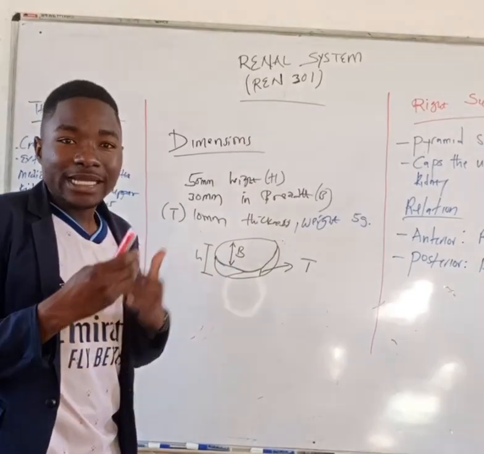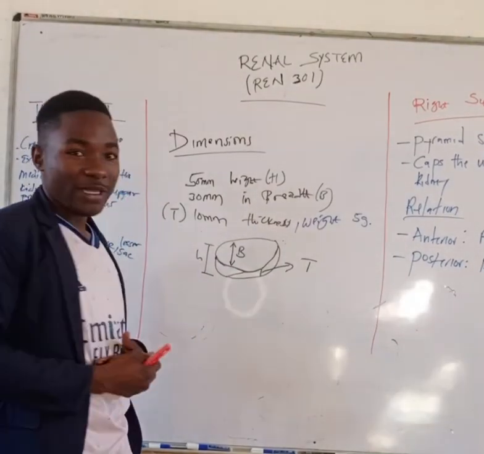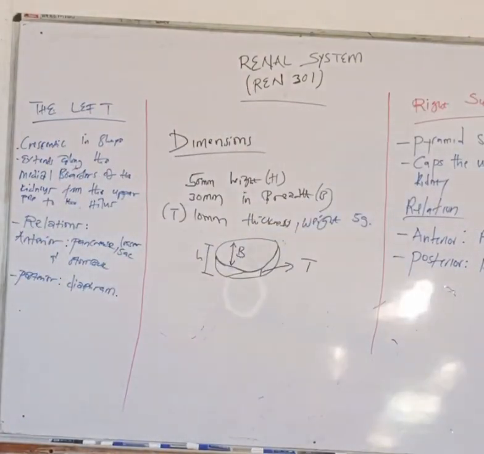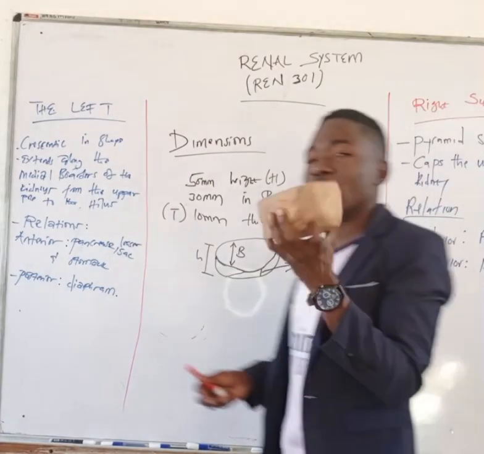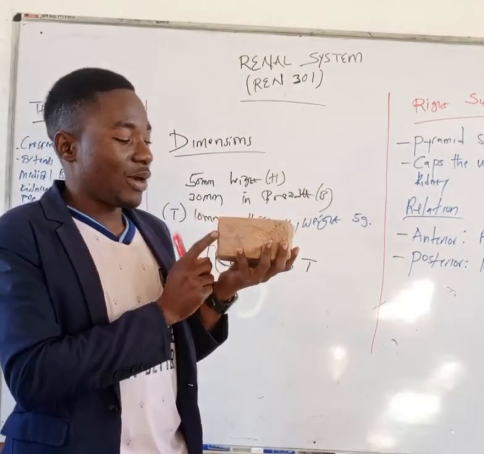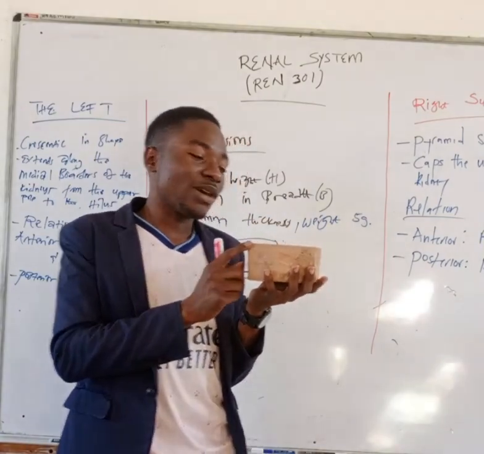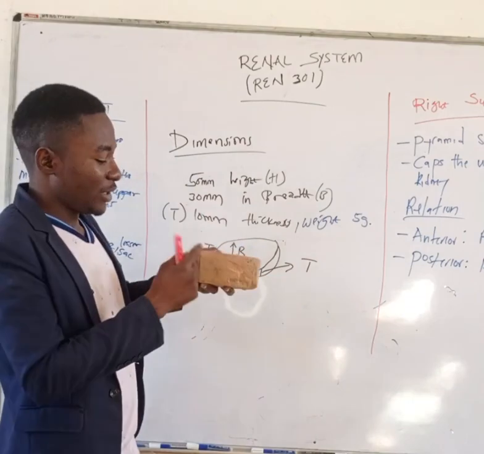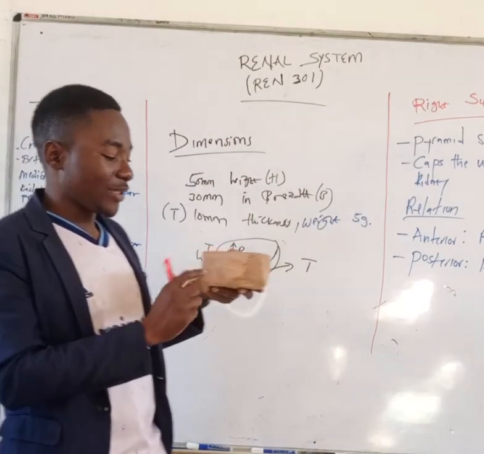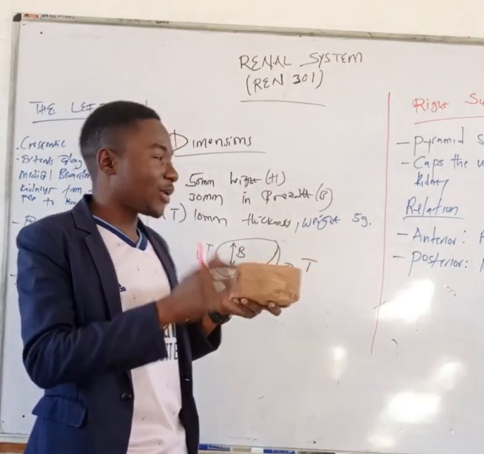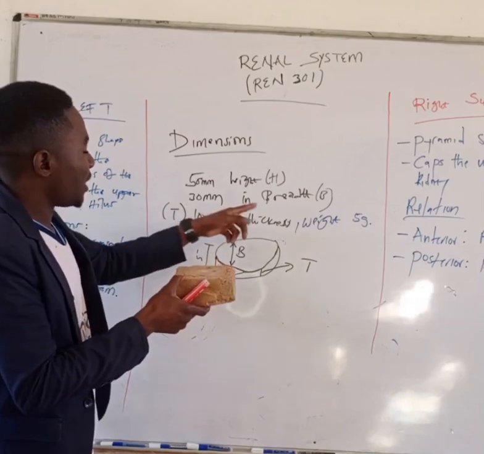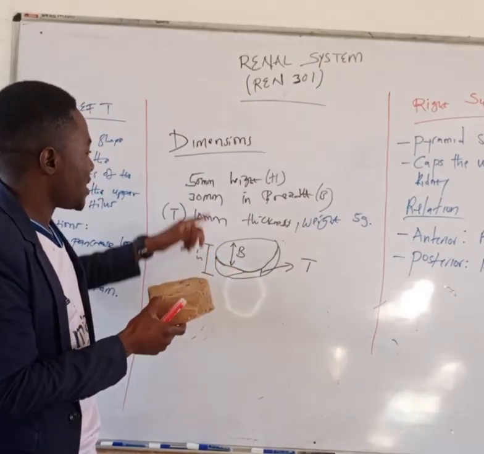Now, what are the dimensions of the suprarenal gland in general? What does dimension mean? Let me give you an example. Take this block that I'm talking about. If you can see properly, it has the height, the breadth, and also the thickness. The thickness is how thick it is. I know you guys know these things. You also have the length, meaning how tall or short it is.